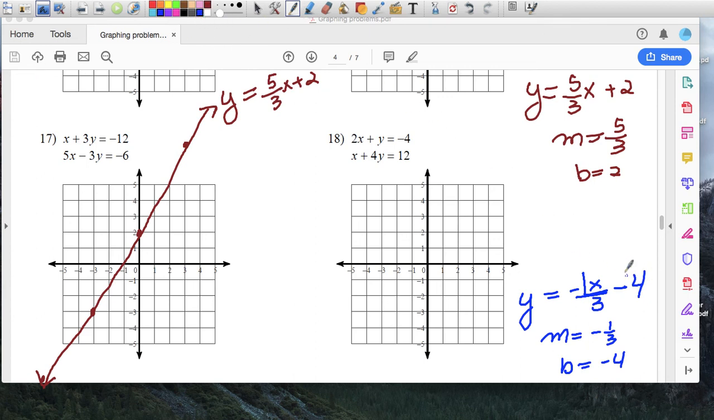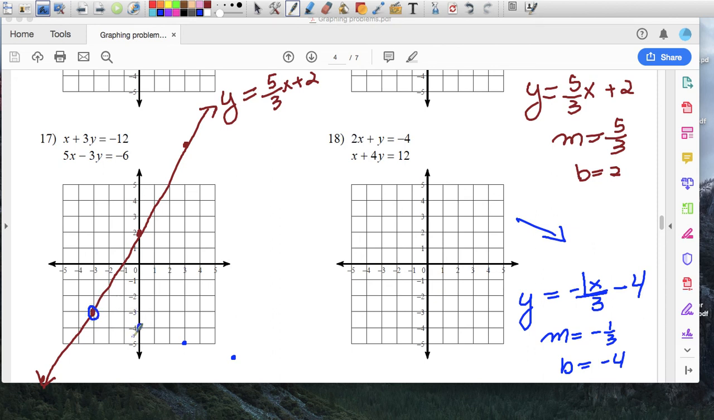Next line, let me change colors. Next line says it goes through the y-axis and it's going to hit negative 4. So it's going to hit right here, and it's going to aim down. Now, aiming down, it's going to be a line that comes this way, so I would have to go negative 1: 1 down, 3 right, 1 down, 3 right, 1 down, 3 right. It'd be somewhere over here. If I were to continue drawing on the other side, it'd be 1 up, 3 left, just backwards.